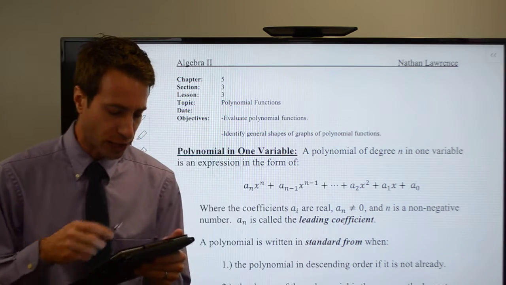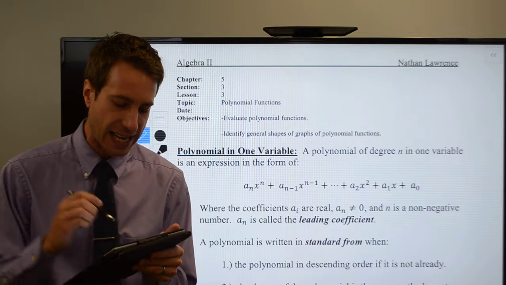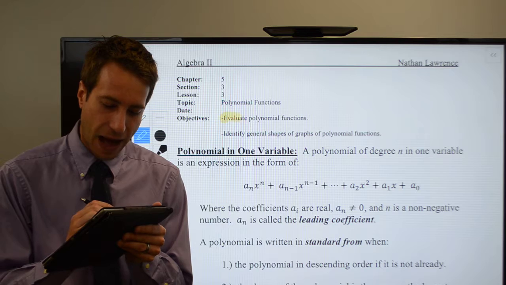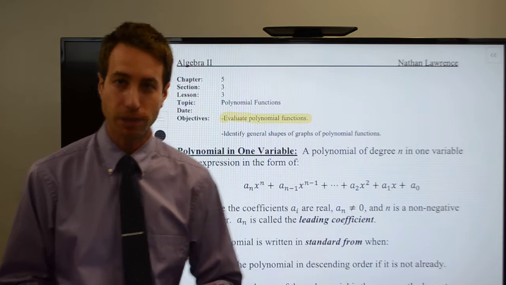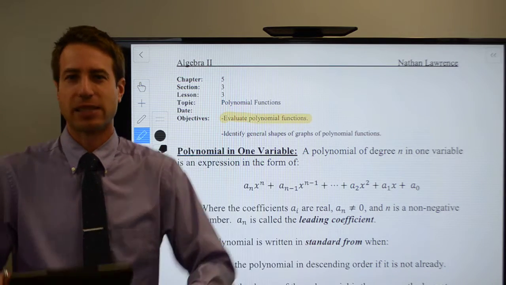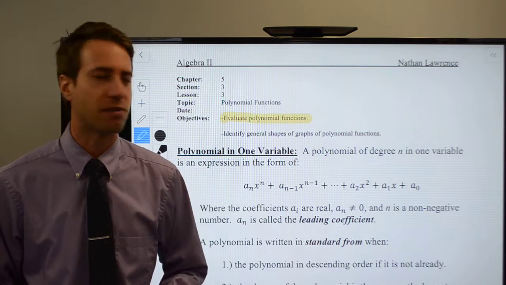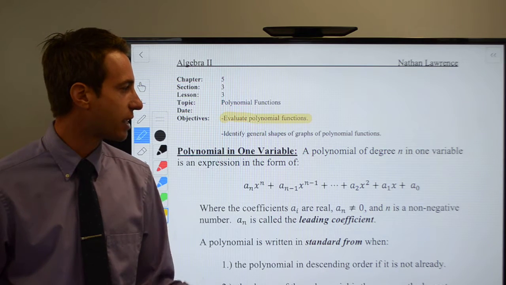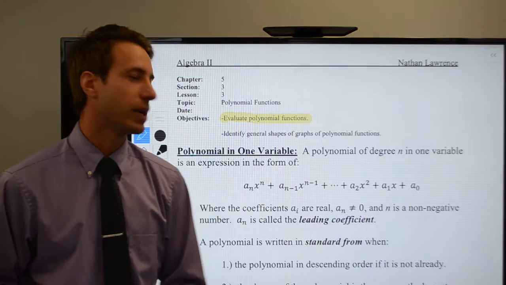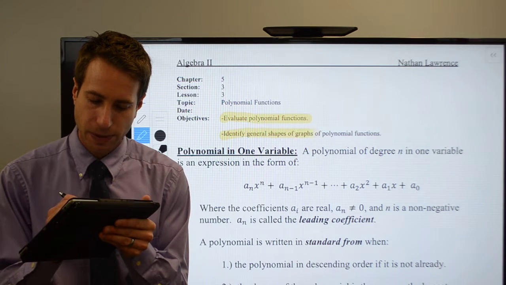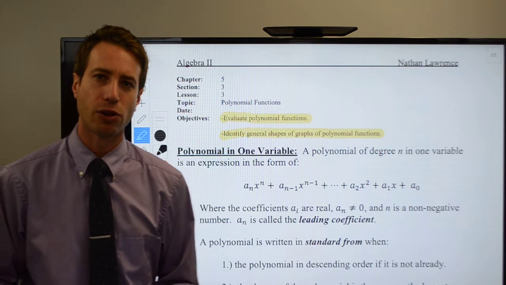So a couple of objectives or learning targets for you as we head into this set of notes. You're going to want to be able to evaluate a polynomial function. We've had experience evaluating functions already. That's a big part of algebra, but we'll go over that a little bit here to get started in this set of notes. And then we get to the graphing part. So you want to be able to identify general shapes and graphs of polynomial functions.